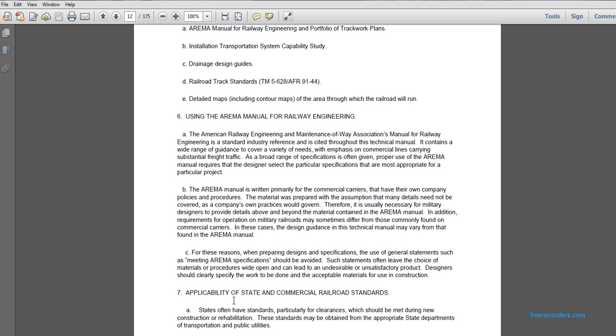Therefore, it is usually necessary for military designers to provide details beyond the material contained in the AREMA manual. In addition, the requirements of operation on military railroads may sometimes differ from those commonly found on commercial carriers. In these cases, the design guidance in the technical manual may vary from that found in the AREMA manual. For these reasons, when preparing design specifications, general statements referencing the AREMA specification should be avoided. Such statements often leave the choice of materials and procedures wide open and can lead to unsatisfactory products. Designers should clearly specify the work to be done and acceptable materials for construction.